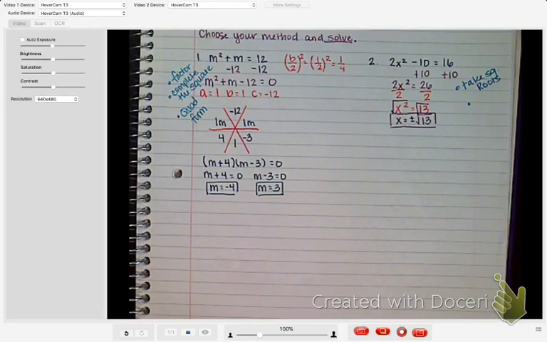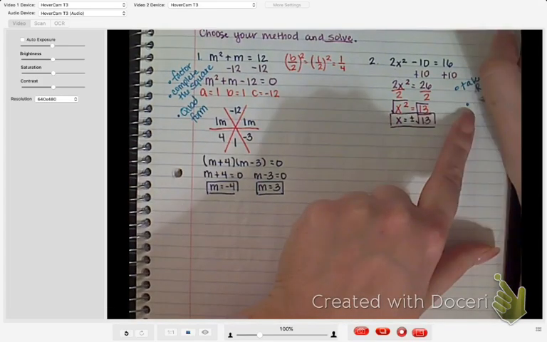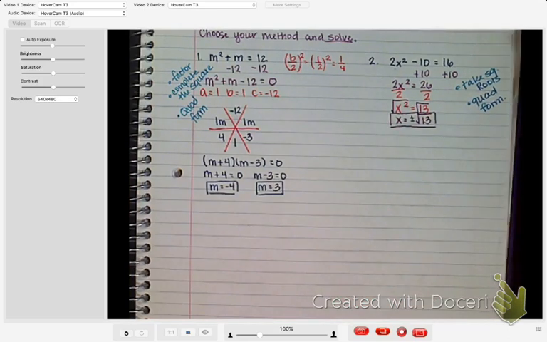We probably could complete the square, but then the b term is 0. I think that might get confusing for some people. The other easiest option would be the quadratic formula, because again, that's always going to work. Okay, so those would have been the two options I would have used for this particular problem.